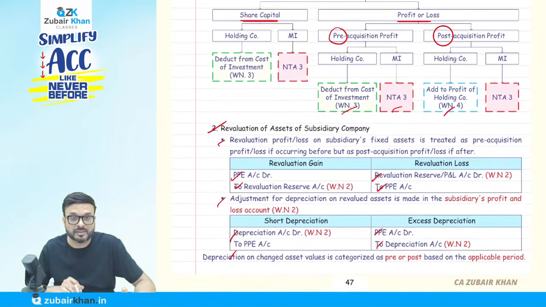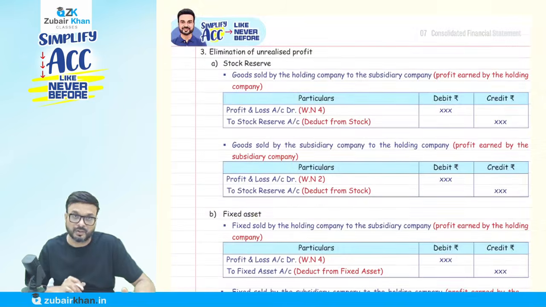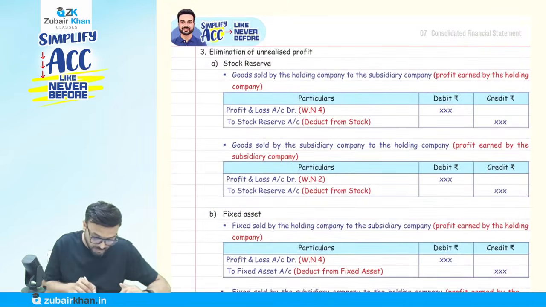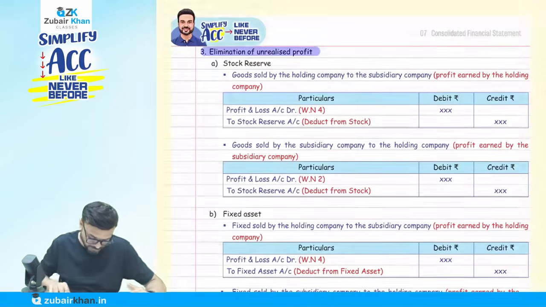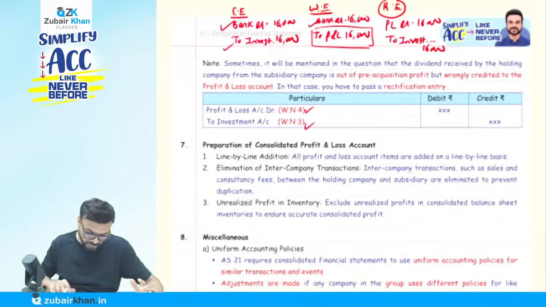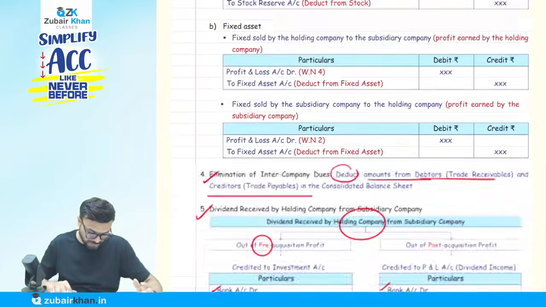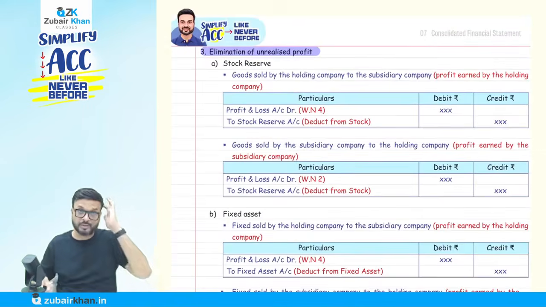First I have discussed with you. Second I have discussed with you. Okay, now let's discuss this. What is this? Elimination of unrealized profit, the concept is here. Okay, the 4th and 5th I already discussed with you in the 7th and 8th. Now understand this point. What is this here? Elimination of unrealized profit.